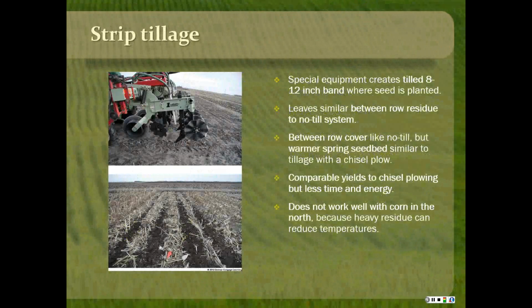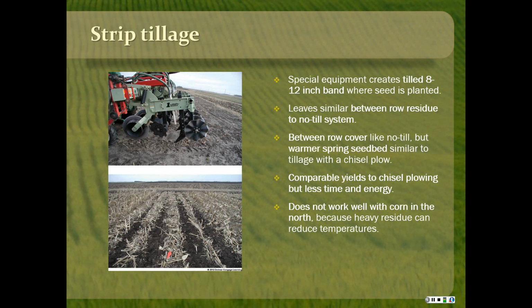And then strip tillage is done with special equipment that creates basically just little 8 to 12 inch bands that are tilled, and that's where the seed is planted. And so the residue in between the rows is similar to a no-till system. You just have this equipment with coulters and slicers that just tills these little narrow bands where you plant the seeds. And then the seed bed is also warmer, compared to tillage with a chisel plow. And the yields are comparable to chisel plowing, but also there's less time and energy.